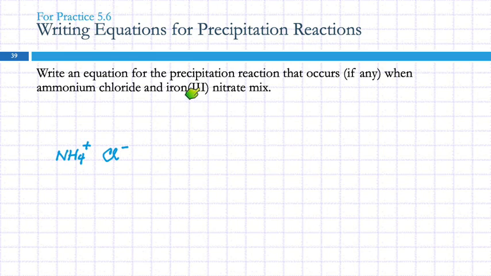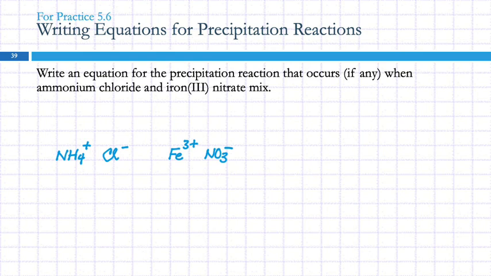And then we've got iron 3 and nitrate. So the symbol for iron is Fe. And what does the Roman numeral 3 tell us? That's the charge on the ion. It's not how many are in the compound, it's the charge. So this is Fe3+. And then nitrate, that's another one that we have to memorize, NO3-.